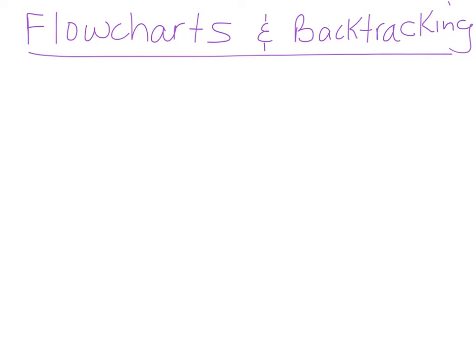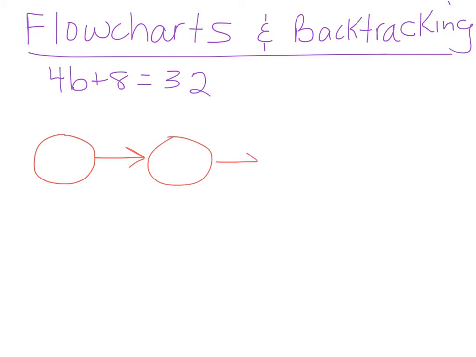Okay, so here's what a flowchart looks like. I'm going to use that same equation, 4b plus 8 equals 32, and a flowchart looks something like this. We set up a circle, and that first circle is always our input. Our input is always going to be our variable. So in this case, that first circle is going to have our b in it.